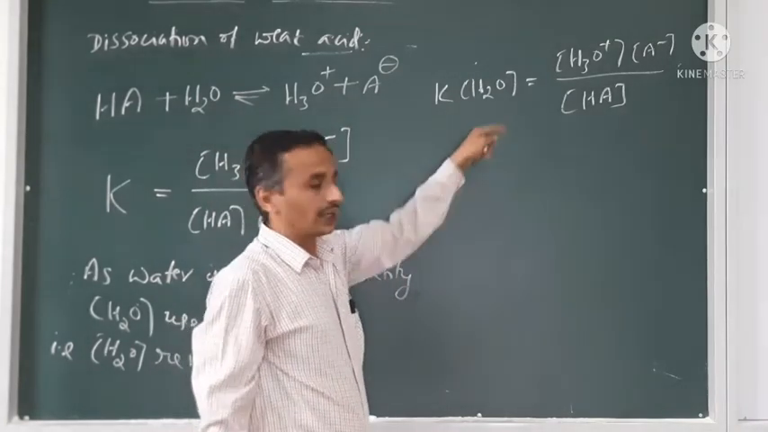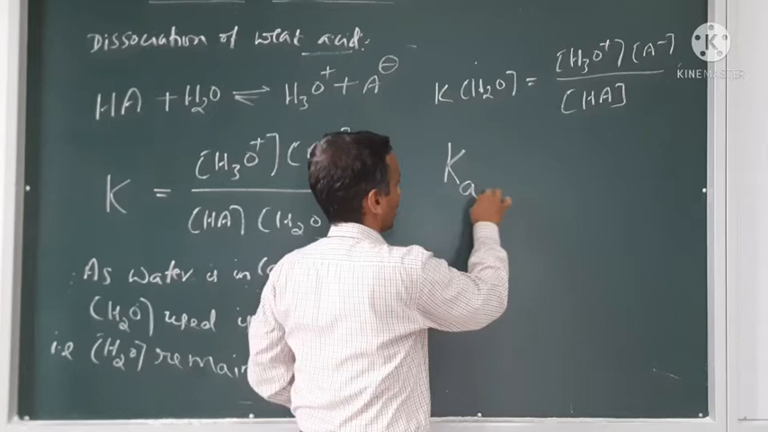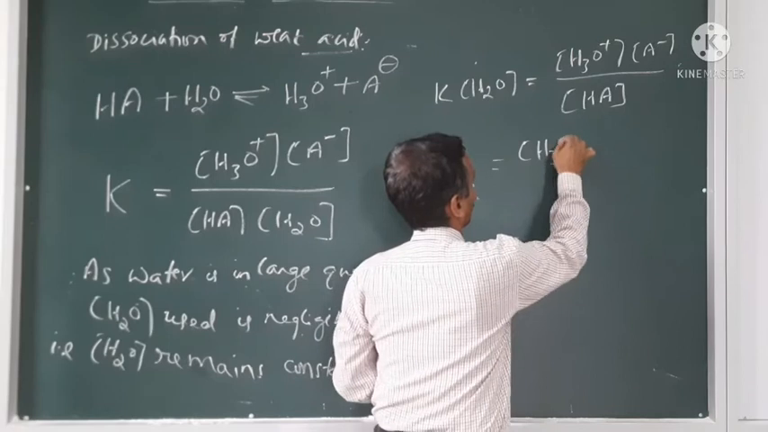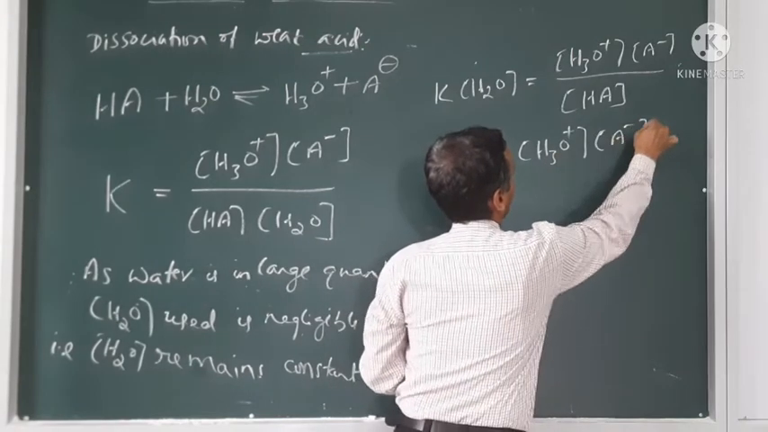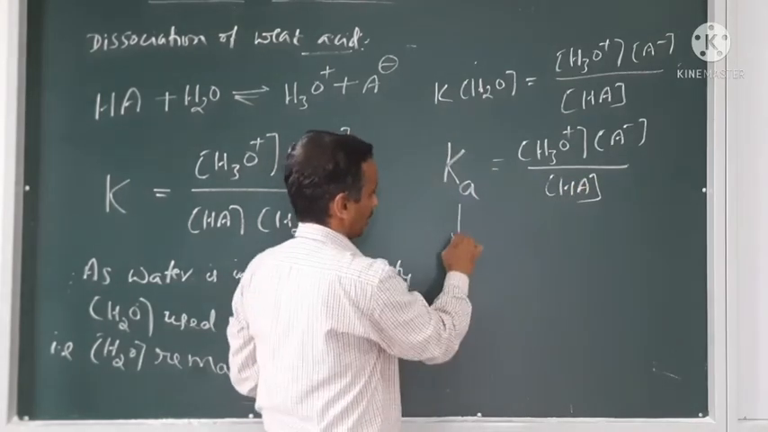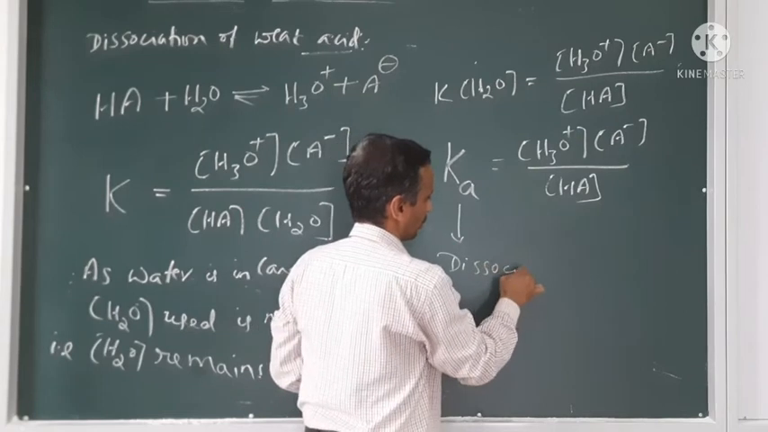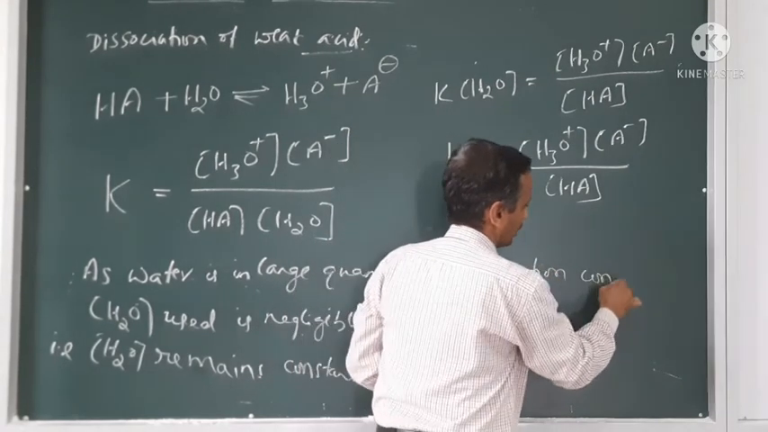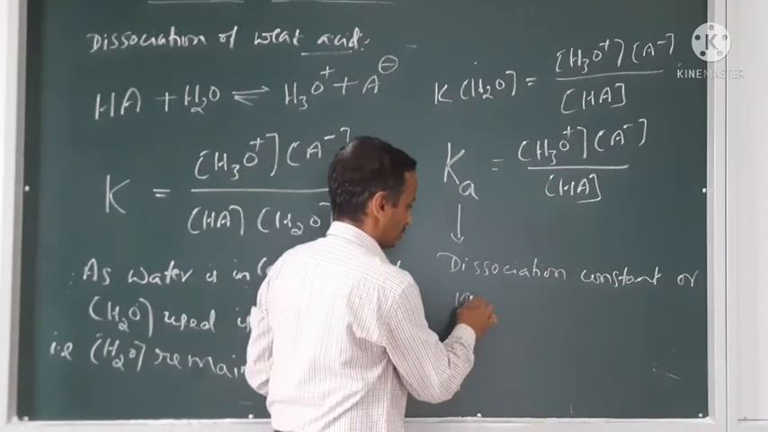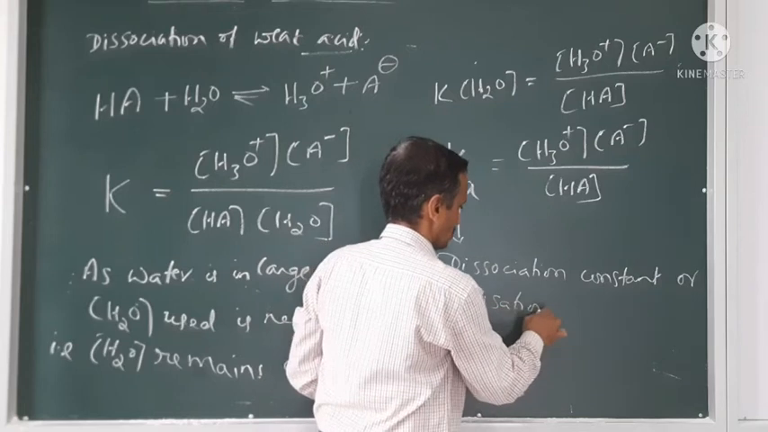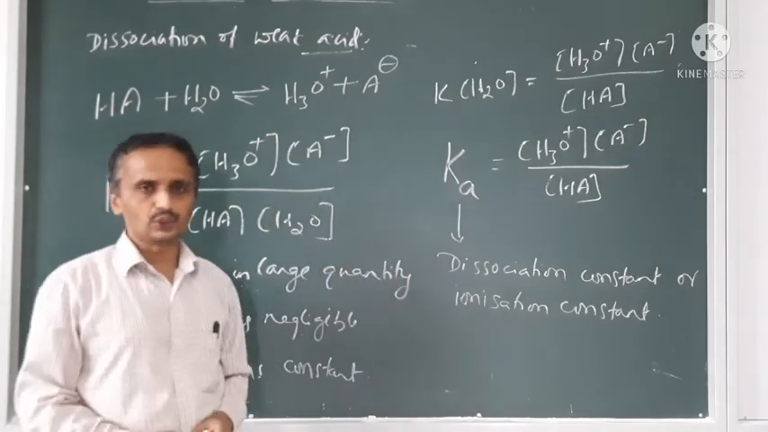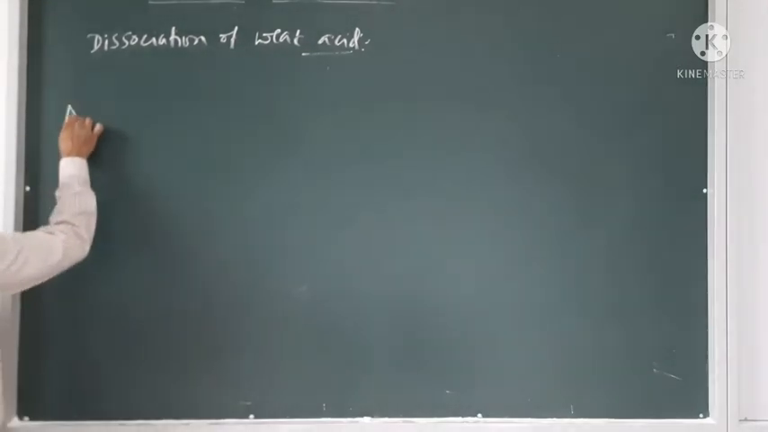A constant into constant, I am introducing the constant Ka, because for the acid, Ka is equal to H3O plus concentration into A minus concentration divided by HA concentration, and the K is the dissociation constant, or it's also known as the ionization constant. Note this. Define dissociation constant. What you can do? Write down notes.